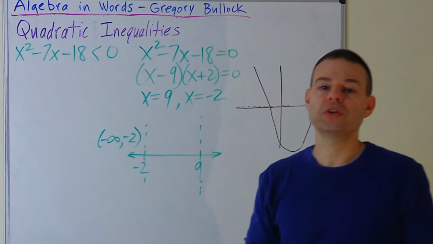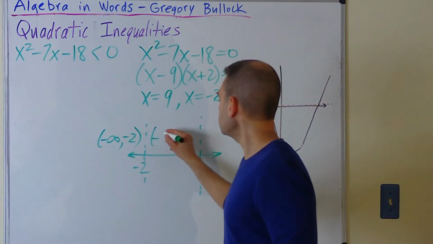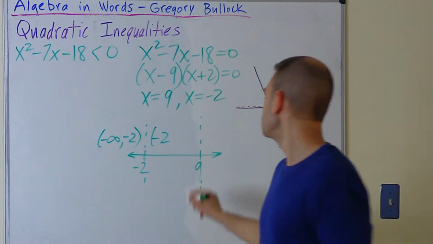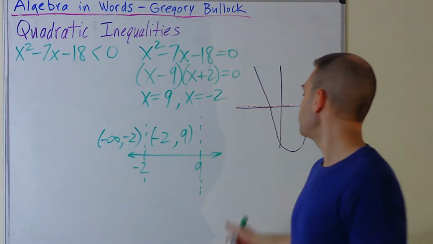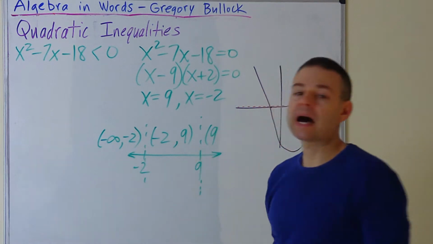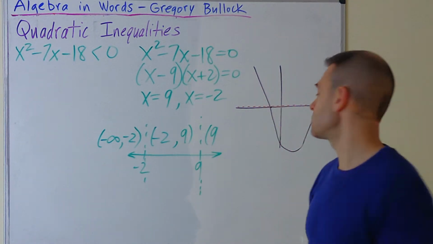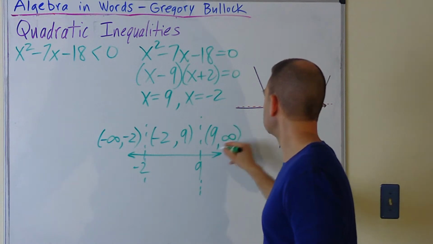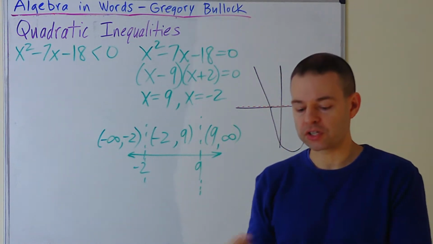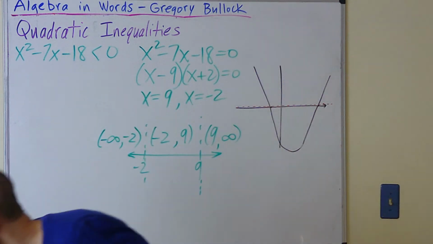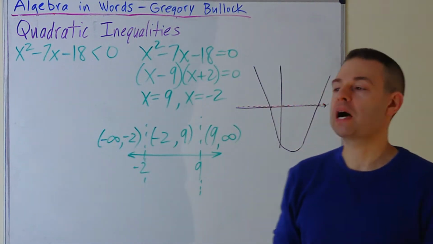The middle region will be parenthesis negative 2, comma, 9, ending in parenthesis. And then the right region will be 9, comma, infinity, parenthesis. Okay, and now let's choose a test point for each region. Try to choose the easiest numbers if possible.